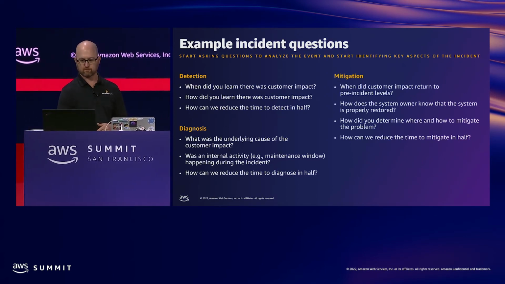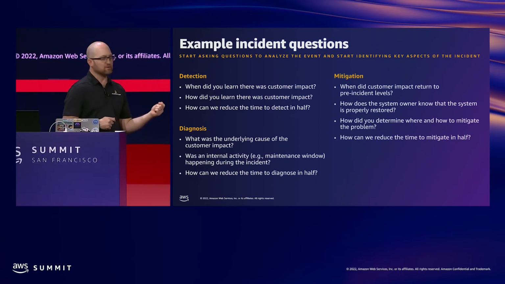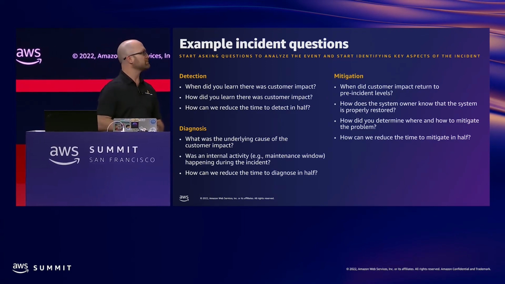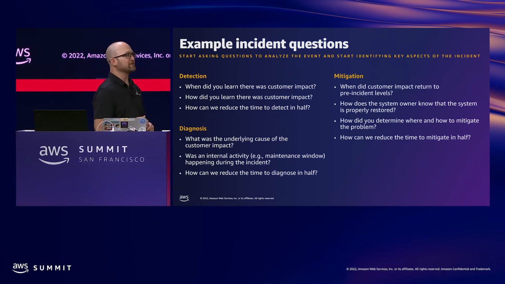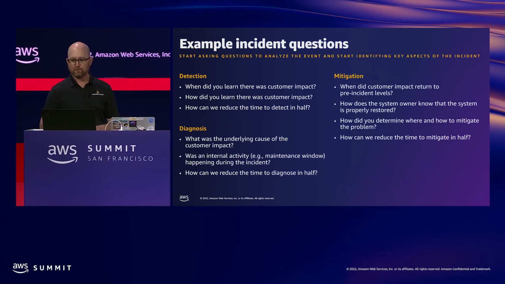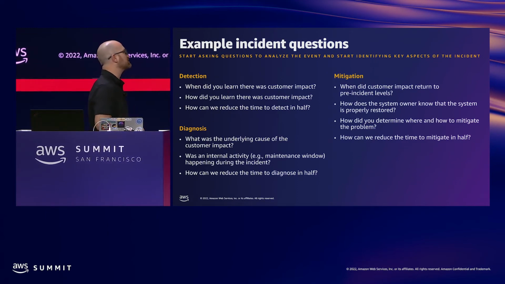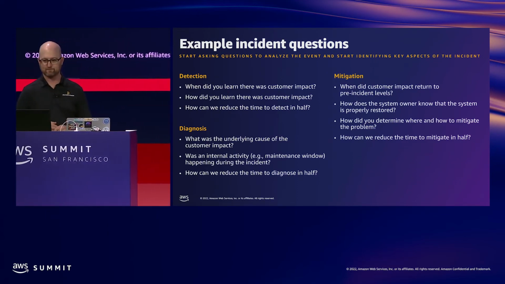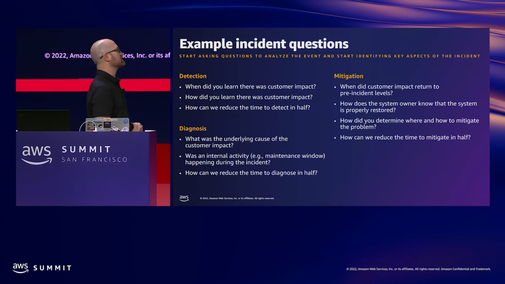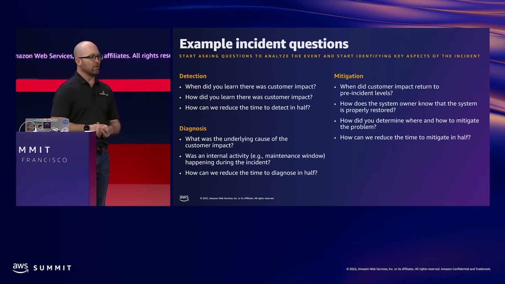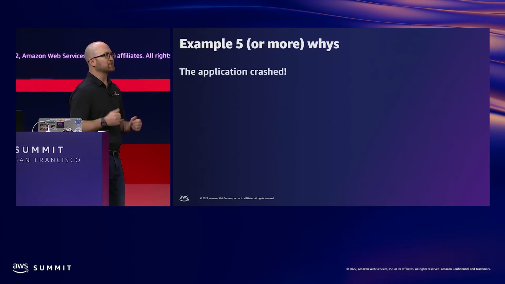Now for the mitigation part, Johnny. When did the customer impact return to pre-incident levels? 11:38, and that was GMT -5. How does the system owner know that the system is properly restored? Well, unfortunately, they didn't for this scenario. So we would propose in the future some newly created metrics for transformer lambda error rates and the number of DynamoDB error rates per period. How did you determine where and how to mitigate the problem? Well, we had to go and check through all the logs. When we were going through all the logs, we were able to determine where it was. And how can we reduce the time to mitigate in half? Again, better metrics and analytics.